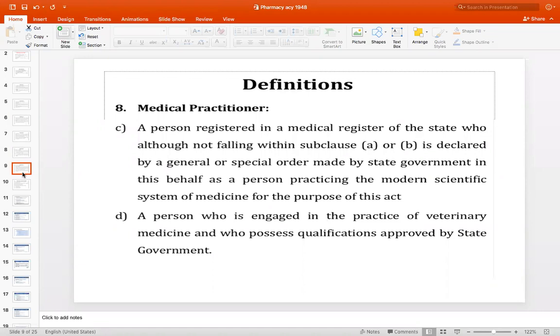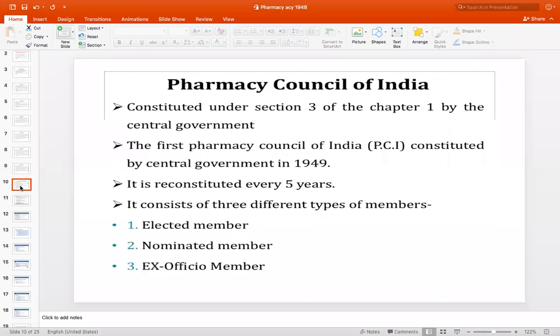Because whenever we want to register as a pharmacist into State Pharmacy Council or PCI, there are rules about which country we belong to or which state we belong to, whether a foreigner can do pharmacy in our country, or whether our registration is valid in other countries. So for all these reasons, we had to study these definitions because they are related to this again.